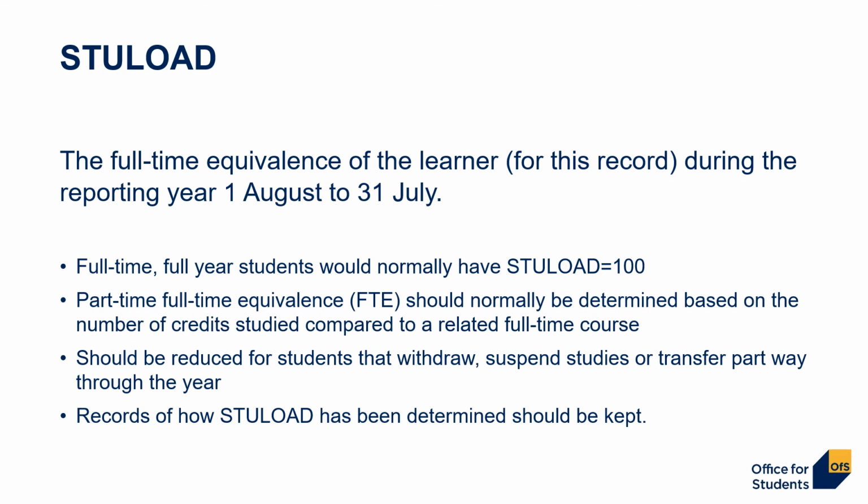So, for example, a student is on a normal standard year for studying in September through to May, June time. They're on a full-time course, so for the year their STULOAD would be 100. However, the student decides to withdraw in January. Now, by that point, the student's only done half of the year, and so therefore their STULOAD should be reduced to 50 to reflect what activity they have actually undertaken.